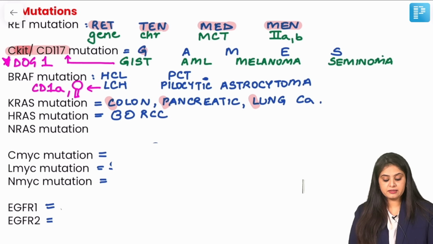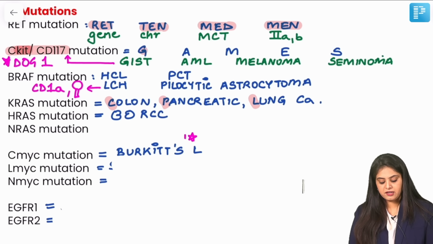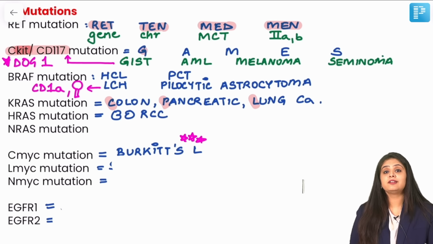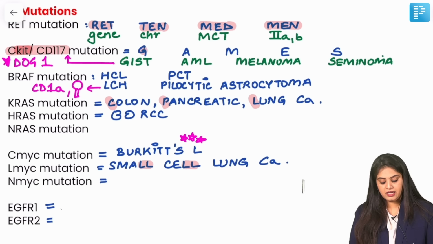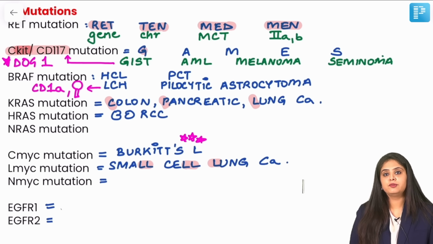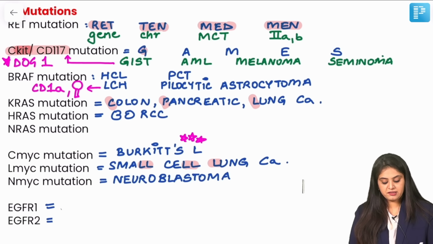Moving on to the MYC, there are three MYCs, that is C, L and N, which go by the alphabets. C-MYC, think of a lymphoma that occurs in children, that is Burkitt's lymphoma. And Burkitt's lymphoma, I always make stars so that you always remember it shows you the starry sky appearance. Coming to L-MYC, L for L, all the L: lung cancer, small cell lung cancer shows you L-MYC mutation. And N-MYC is N for N because neuroblastoma shows you the same.